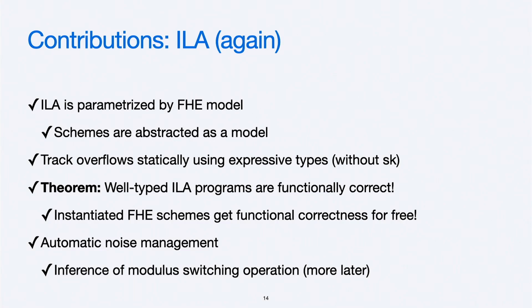So here ILA is parameterized by a model. A model is an abstraction of FHE schemes. And as long as an FHE scheme satisfies the axioms of our model, functional correctness comes for free. And we track noise without using the secret key, and we do that during static time, during type checking. So it means that writing correct FHE programs is much simpler using ILA. And we have an implementation instantiated for the BGV scheme, and we also have automatic noise management. I will come back to that later towards the end.